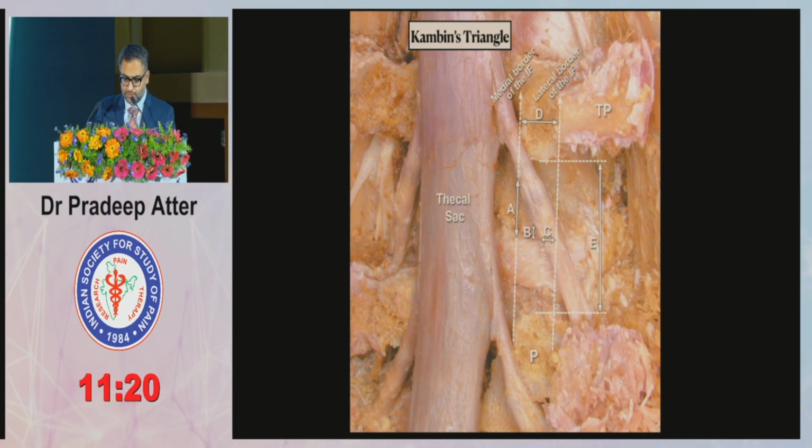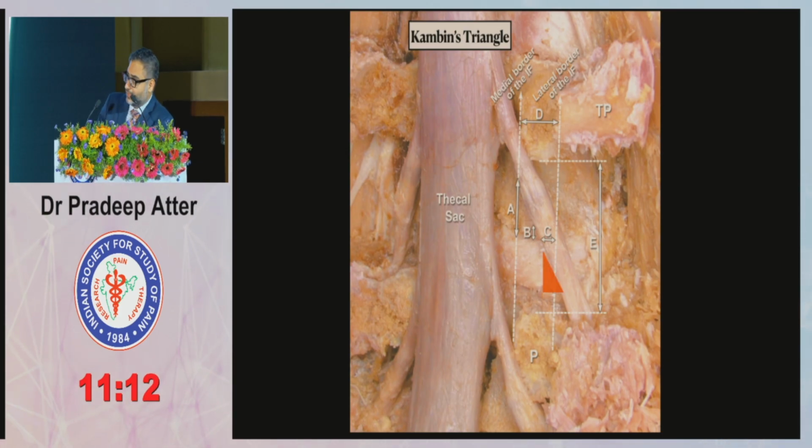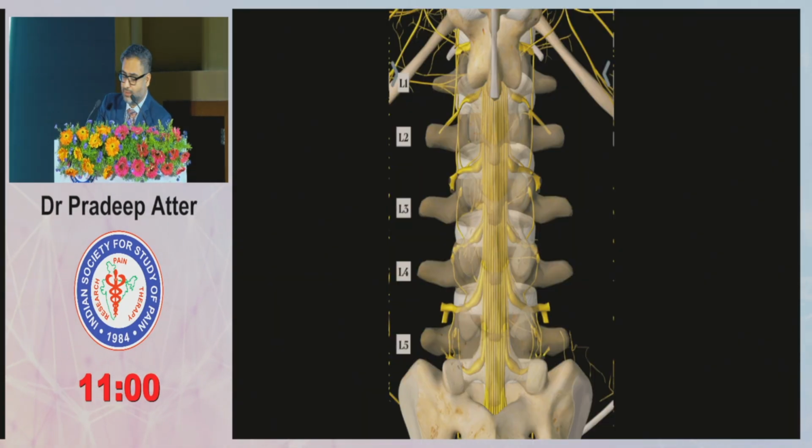Now, this is a coronal section which is revealing the Kambin's triangle again. This small triangular zone is where we are entering from, and if you look closely, you'll see how tiny this working space is, and it's actually just millimeters of room which gives us access to such important structures.